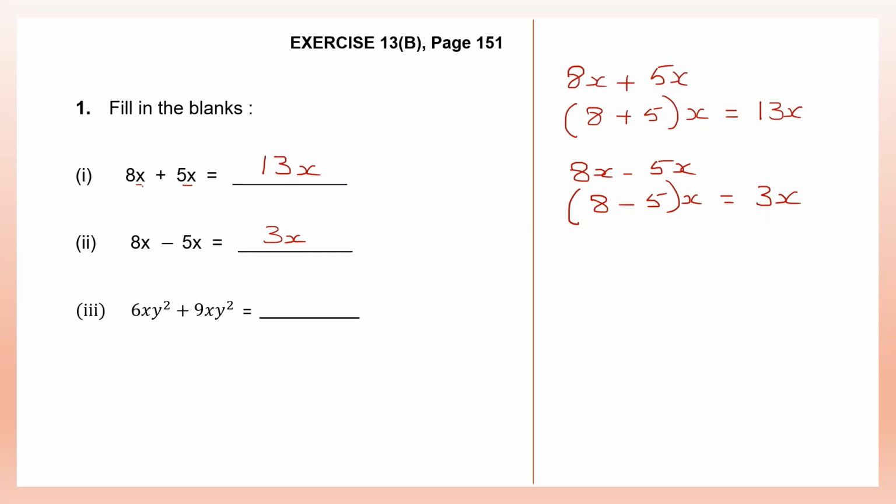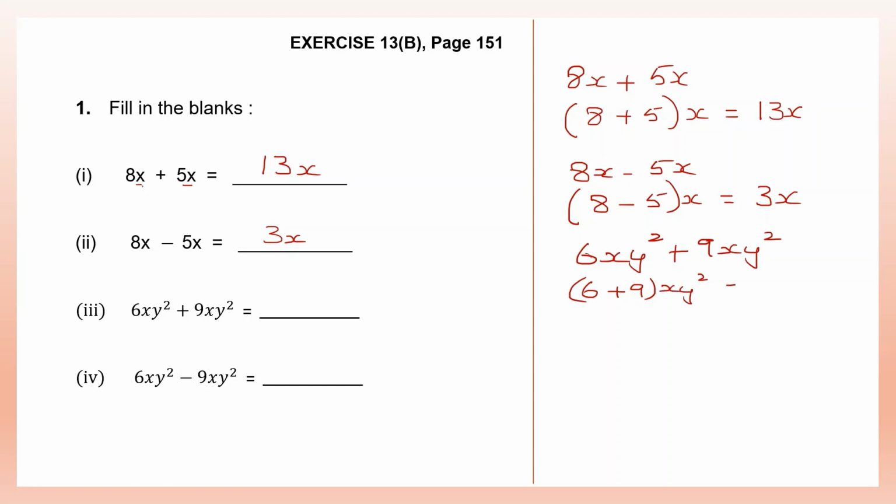Question 3. 6xy square plus 9xy square. We also have the same thing for subtraction. Now again, these are like terms because they have xy square for the first term and xy square for the second term. So let's take only the numbers. 6 plus 9, xy square. Let's add up 6 and 9. 6 plus 9 is 15xy square. Next one is subtraction.